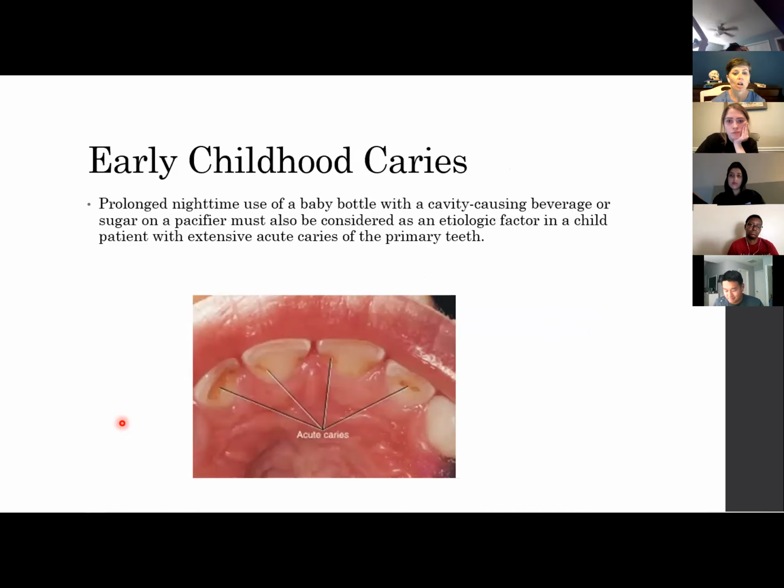Early childhood caries is linked to prolonged nighttime bottle feeding and breastfeeding at night, and I don't like this either. Breast milk also has some type of sugar. It is a carbohydrate. It is supposed to keep you full, right? People who put sugar on pacifiers, that's a bad thing. We'll talk about the etiological factors of tooth decay.